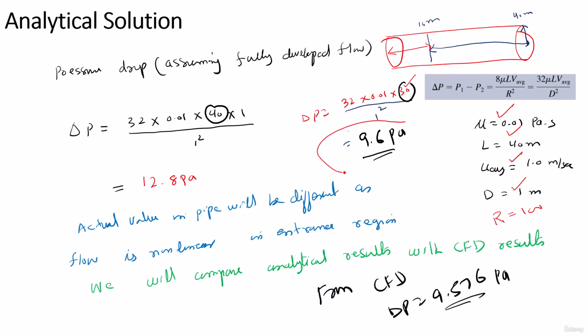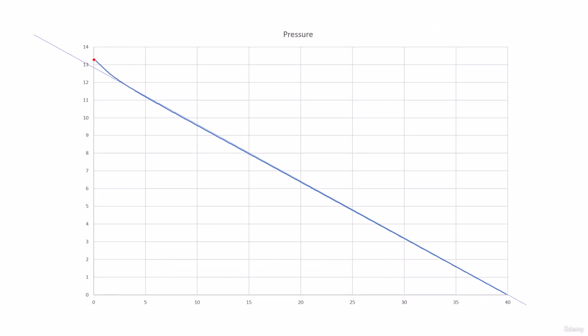Now this value will be closer to the CFD results, because if I compare theory with CFD, this should be the length over which I compare our CFD and the analytical solution. Why? Because the analytical solution is not made for when the flow is developing. And for context, from CFD delta P was equal to 9.576, which is very close. This is the region we are not modeling in our analytical solution, that is a nonlinear profile.